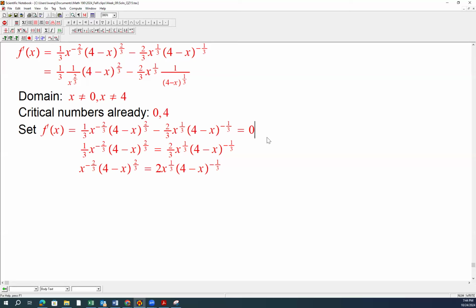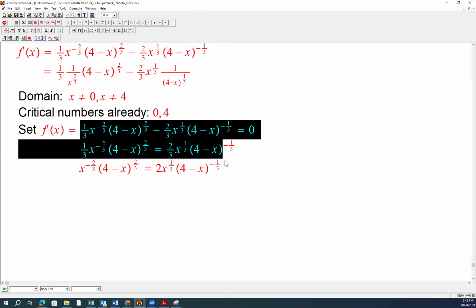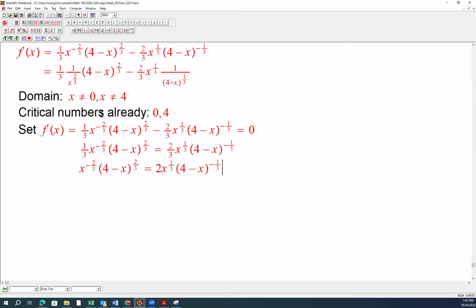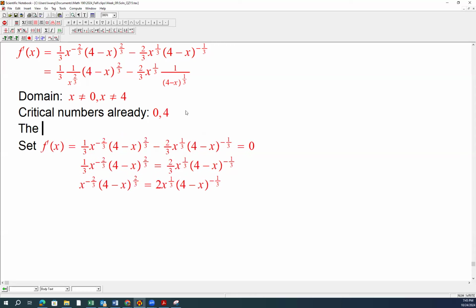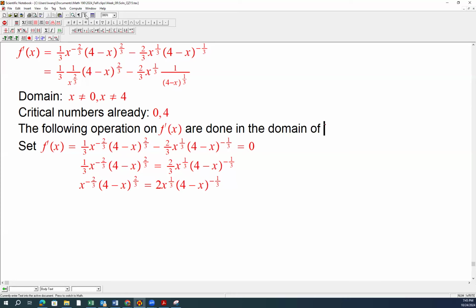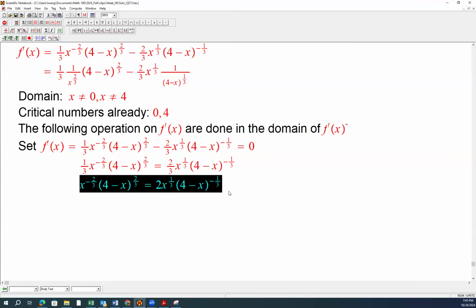So when we set the derivative equal to 0, all of these operations on f prime are done in the domain of the derivative, which means that x cannot be 0, x cannot be 4, so we will not have a zero denominator issue. So now we can do our operations, right?